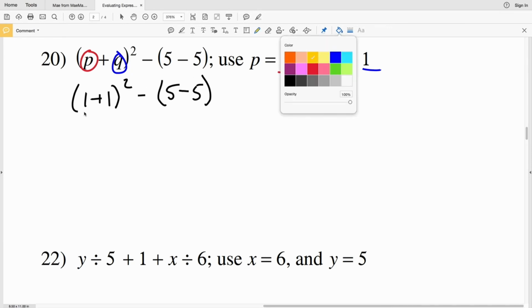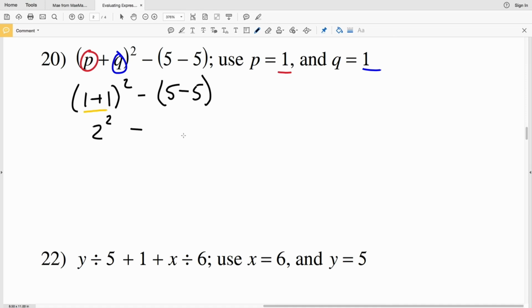So we're going to go ahead and do 1 plus 1. And while we're at it, let's combine these two steps. We'll do 1 plus 1, and that's going to be 2 squared, minus the next step would be to evaluate what's inside the other parentheses as well. So let's go ahead and just do that now. 5 minus 5 is 0. So we have 1 plus 1, which is 2 squared, minus 5 minus 5, which is 0. So we get 2 squared, which is 4, minus 0 is going to give us a positive 4.